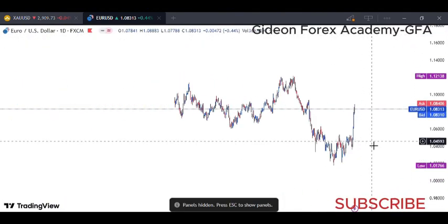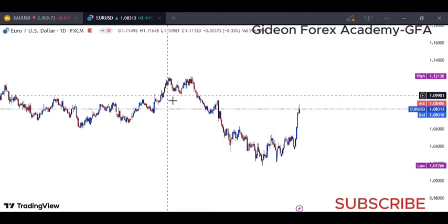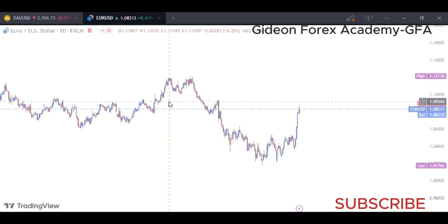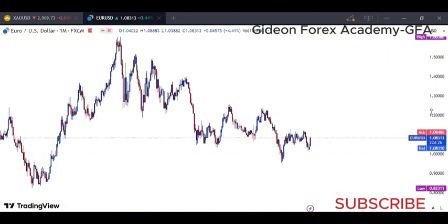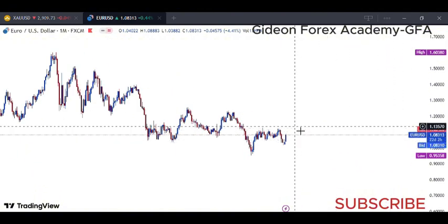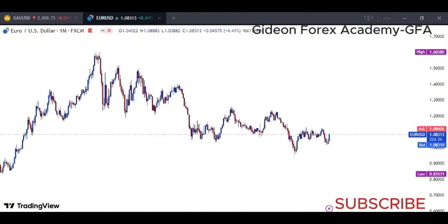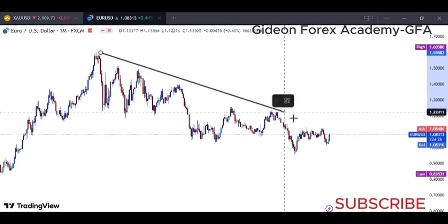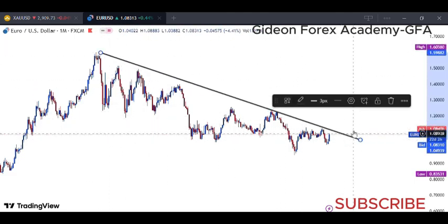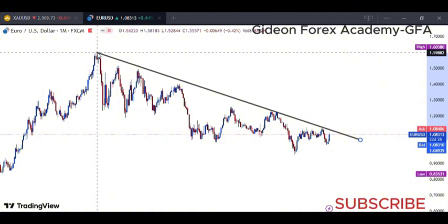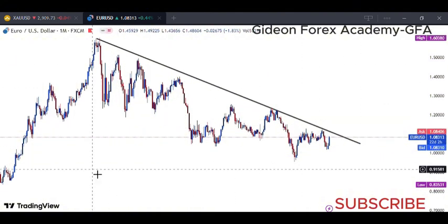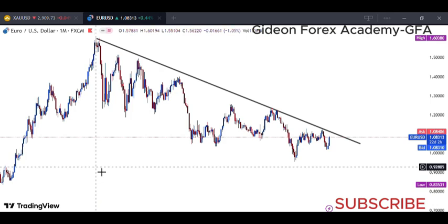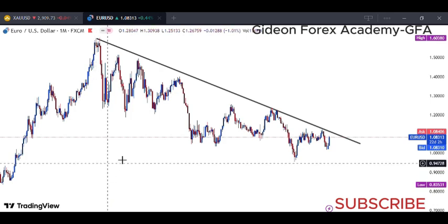Let's go back to the monthly so that you can see it clearly. This is your Euro USD. You can see that this here has been falling for quite a long time. It has been in a downtrend for a long time. Why? Because the dollar was strong, doing very well since 2008. That's why we can see that drop, and we can see that there's a support level here.